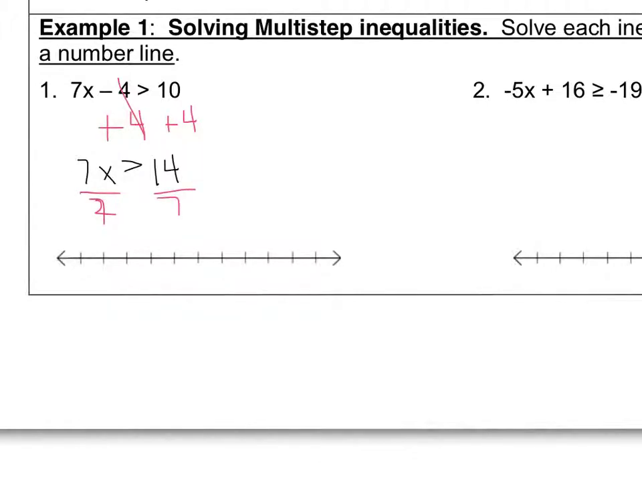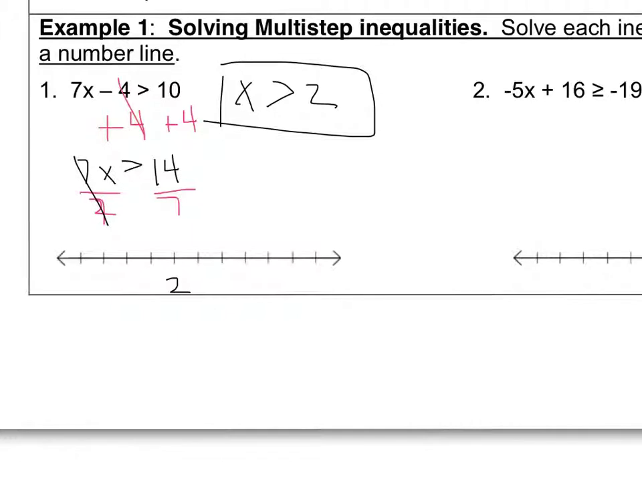and the 7's cancel. We divided by a positive. Positives we don't flip. We could prove that if we wanted, using the same examples that we did before, except dividing or multiplying by a positive, and we'd see that the sign wouldn't flip to keep it equivalent. So we get the solution to this inequality: all values for x greater than 2. So we label 2 on the number line.